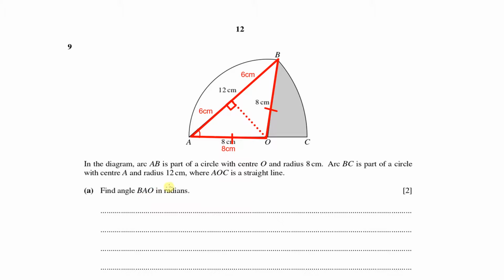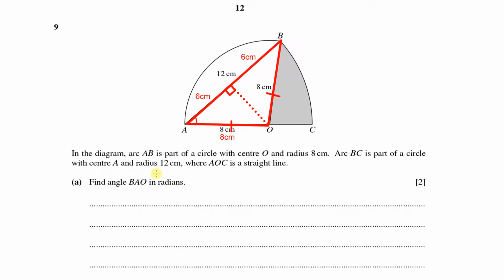So making use of this right angle triangle, we can say the cosine of the angle BAR is equal to the adjacent side over the hypotenuse. So the adjacent side here is 6 centimeters and the hypotenuse is 8 centimeters, which means we can work out the angle BAR simply by saying arc cos of 6 over 8.